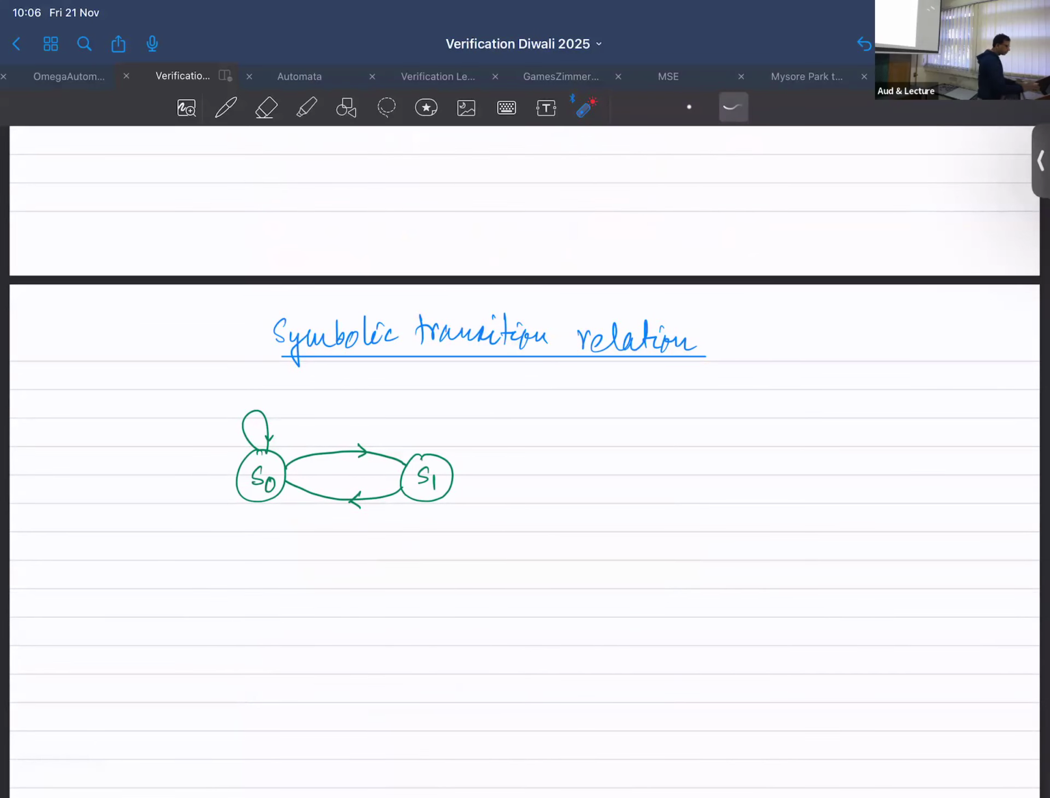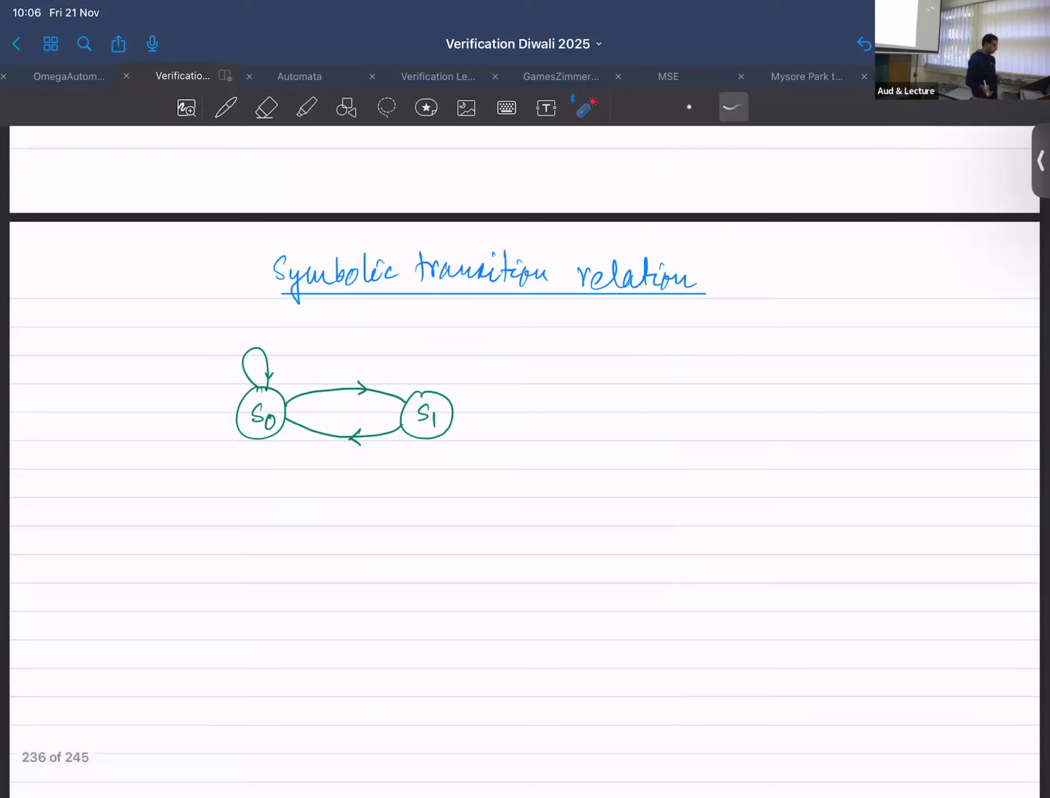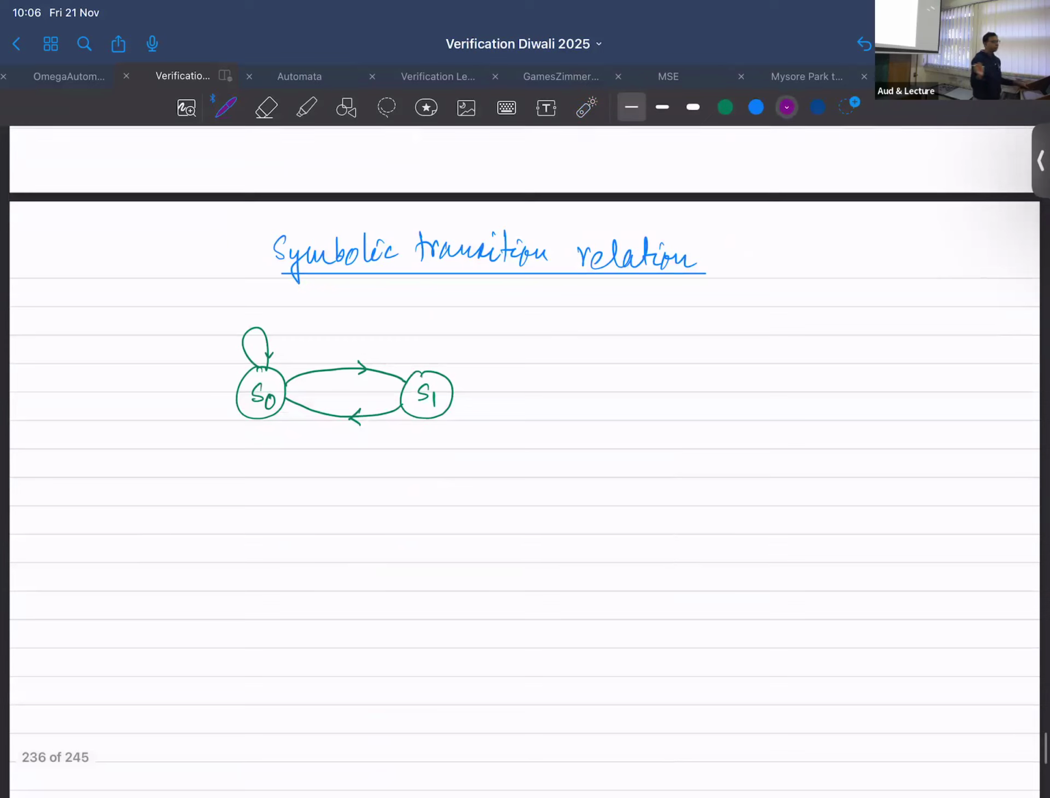So let's try to understand here. For example, if you consider such a Kripke structure, the labels and the set of atomic propositions don't really matter here. But suppose there are two states. How many bits do I need to encode? Just one bit. Suppose I say that my S0 is given by x equal to 0, and S1 is given by x equal to 1. Just one bit suffices.